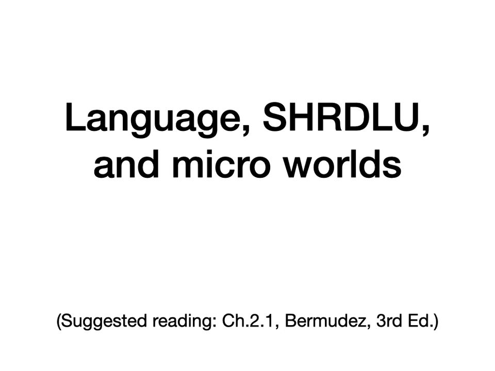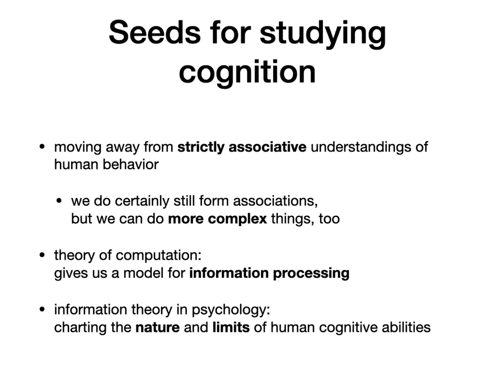So today we're going to talk more about things as they've begun to develop towards a more coherent idea of the field, right? So we've got the seeds for studying cognition. We've moved away from strictly associative understandings of human behavior, right? So not just the behaviorist stuff. We are on to something a little bit more, asking questions about what's going on internally, right? And to be clear, we do still absolutely form associations. We are still subject to the kinds of things that happen in classical and operant conditioning. But we are a little more complex than just those things, right?